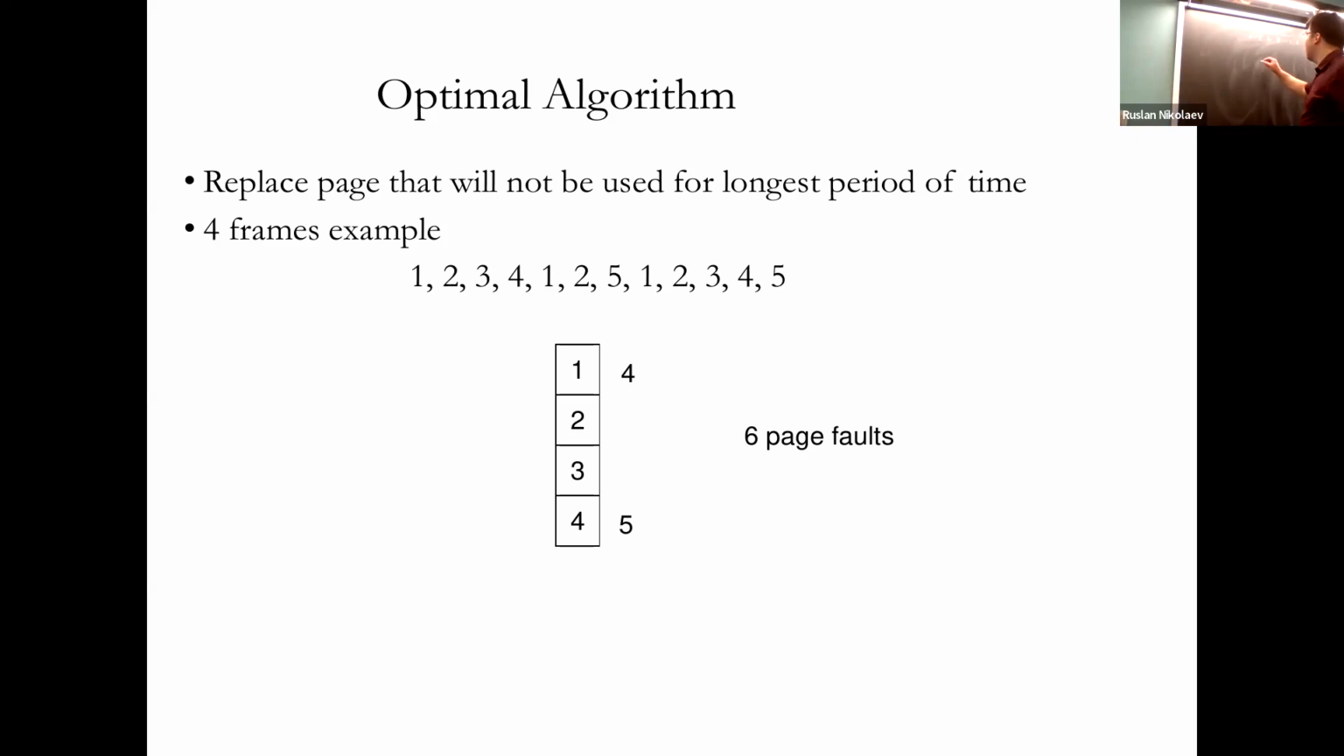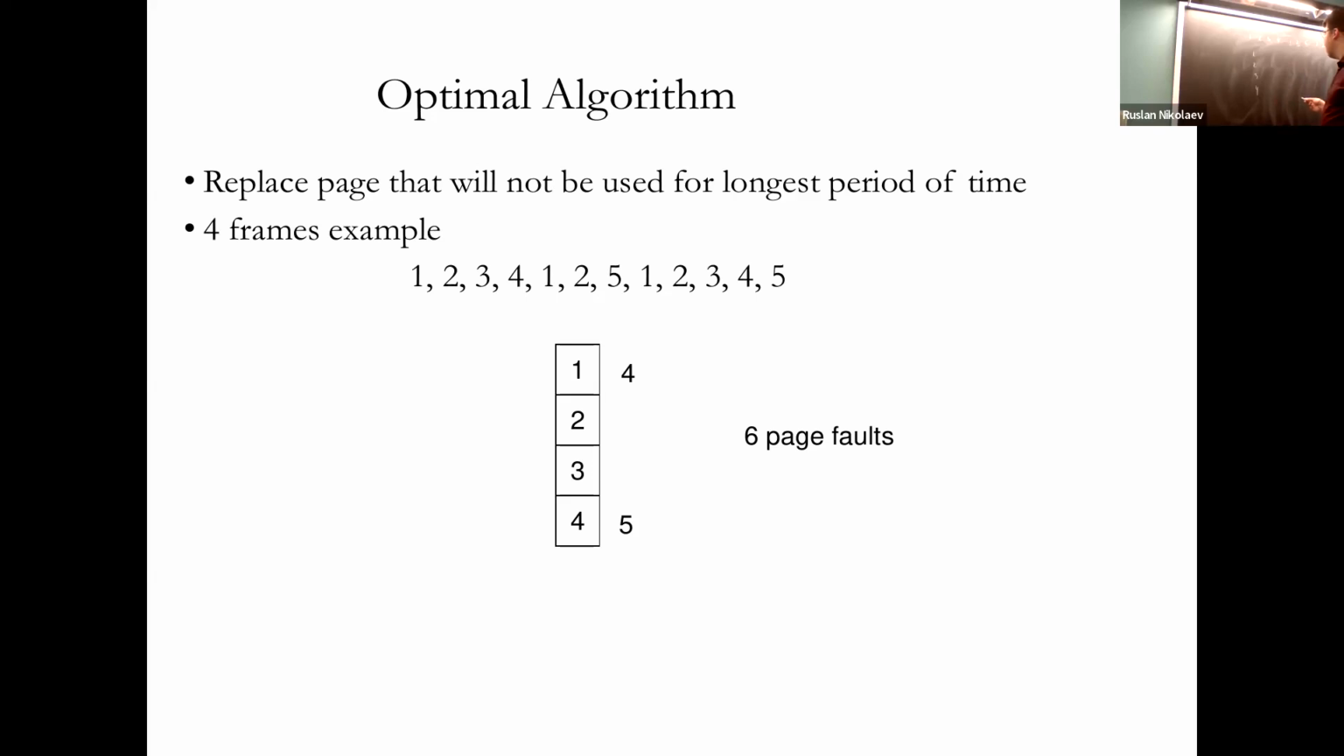So let's look at it. First we read 1, 2, 3, 4. That's fine. I have 4 page faults already, because it's the first access to these pages. Now 1 doesn't cause any page fault because it's already here. What about 2? It doesn't cause any page fault because it's already here. What about 5? So 5 now requires some replacement.